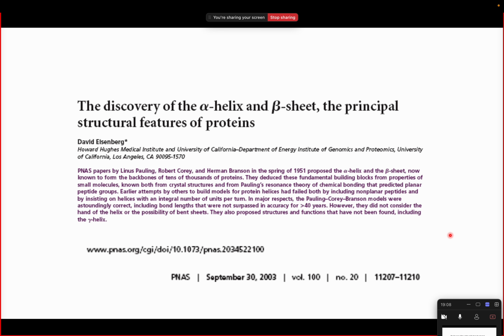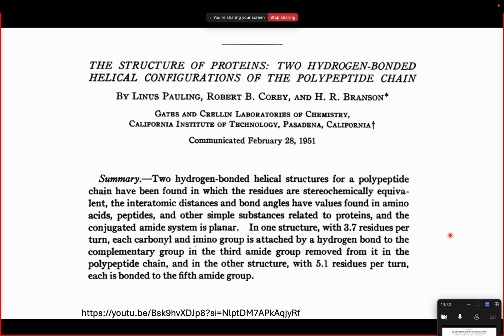So another structure of protein which is predominantly present at physiological condition is the beta sheet, right? So the discovery of the alpha helix and beta sheet, the principal structural features of proteins. So this was published in, I guess, PNAS in, I guess, very late 2003. It was like a commentary on Pauling's paper which we saw in the first slide.